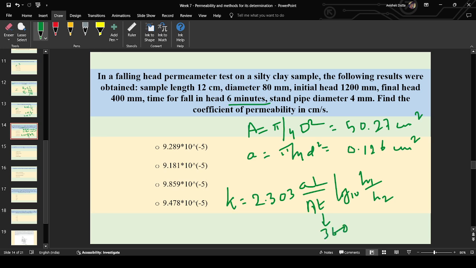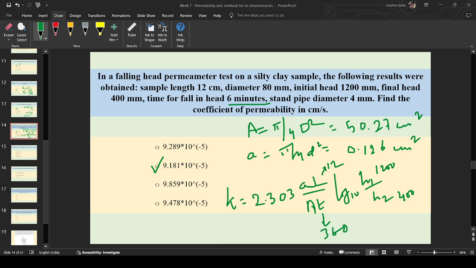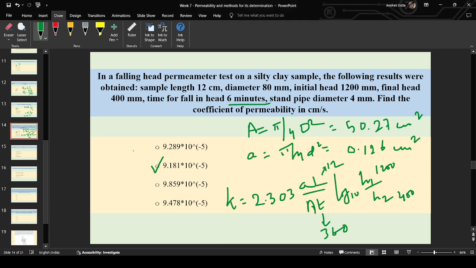360, this is 12. What is H1? H1 is whatever you take, 1200 by 400 or 120 by 40, same thing. Solving this, we get approximately 9.181 into 10 to the power minus 5. The second option. Falling head permeameter test. Next question.